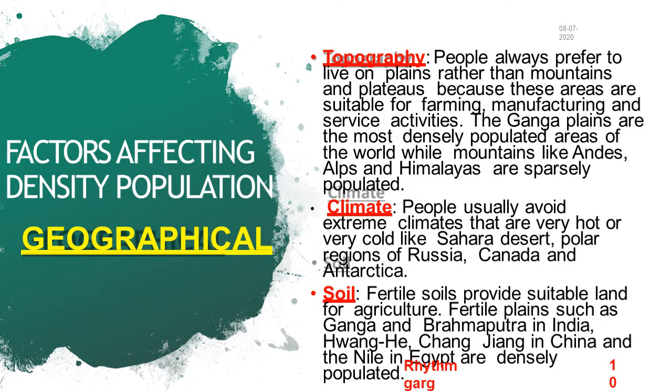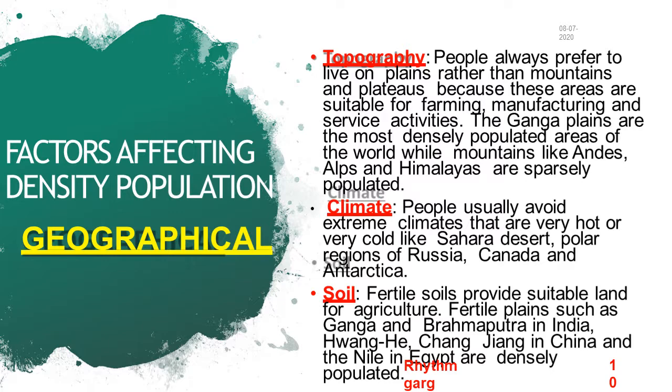Then, what are the factors affecting distribution of population? If we talk about the geographical factors, the first one is topography. Topography means people always prefer to live on the plains rather than on the mountains or in the plateaus, because these areas are suitable for farming. For example, we have done in class 7 also, the Ganga plains are the most densely populated areas of the world, while the mountains like Andes or Alps or Himalayas are less populated or sparsely populated.